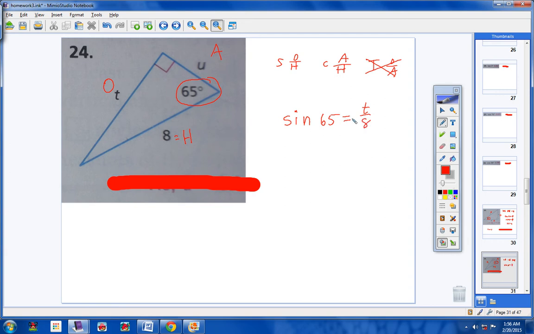Now, of course, sine of 65 is just a decimal number, and it's going to be 0.9063. So 0.9063 equals T over 8. Now multiply both sides by the denominator, and the denominator is 8. So if you do that correctly, you're going to get 7.25. I'm going to go ahead and put 7.3. So 7.3 equals T. So T equals 7.3. Alright, now we just used sine. Let's go ahead and use cosine now. Alright.